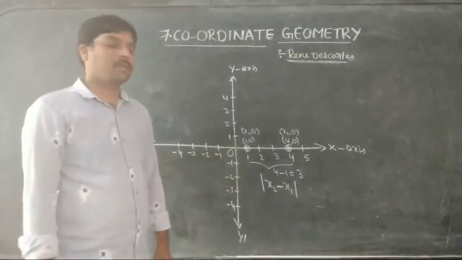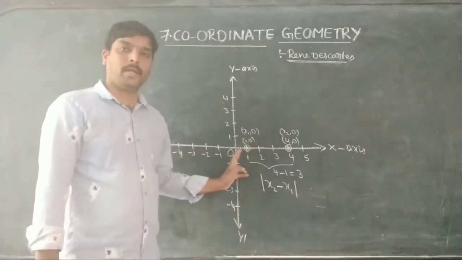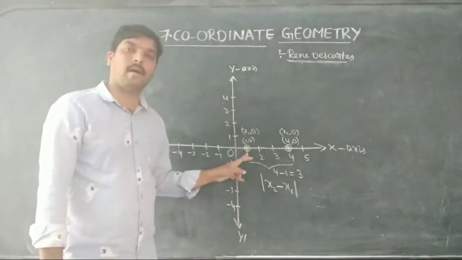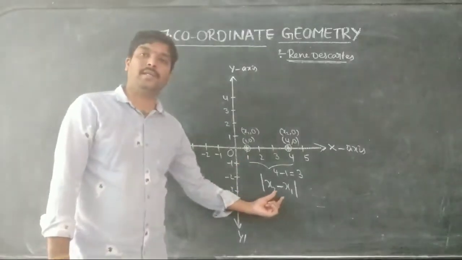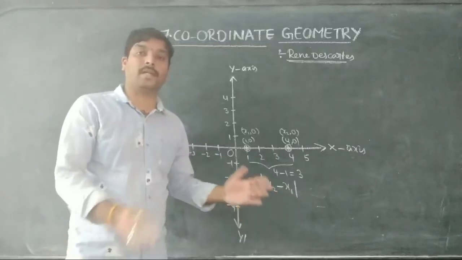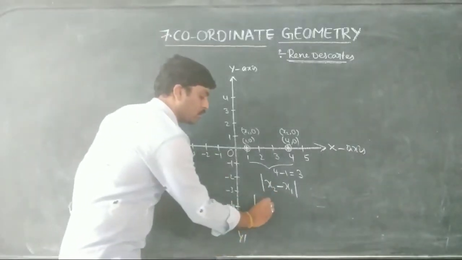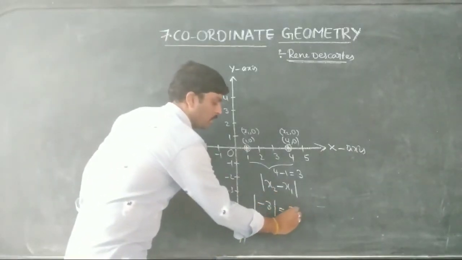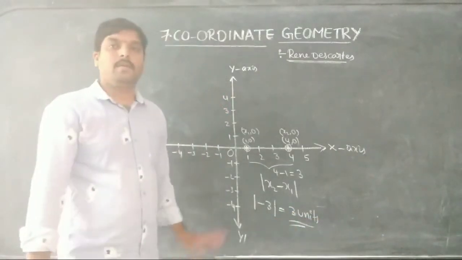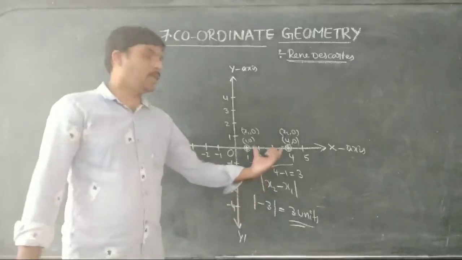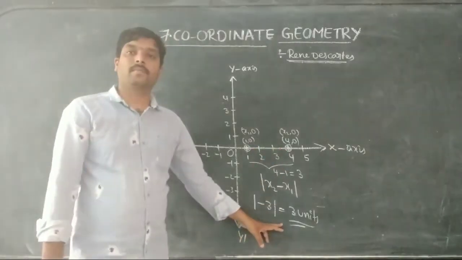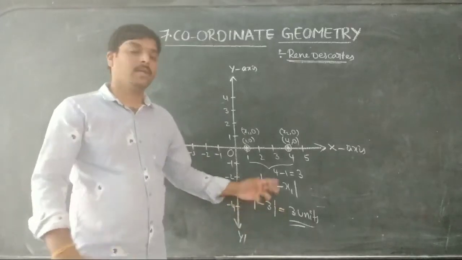The distance between 2 points on the x-axis is modulus x2 minus x1. Why are we keeping the modulus? If you get a negative number, for suppose minus 3 units, that represents 3 units, because distance is never negative. So the distance between 2 points on the x-axis is modulus x2 minus x1.